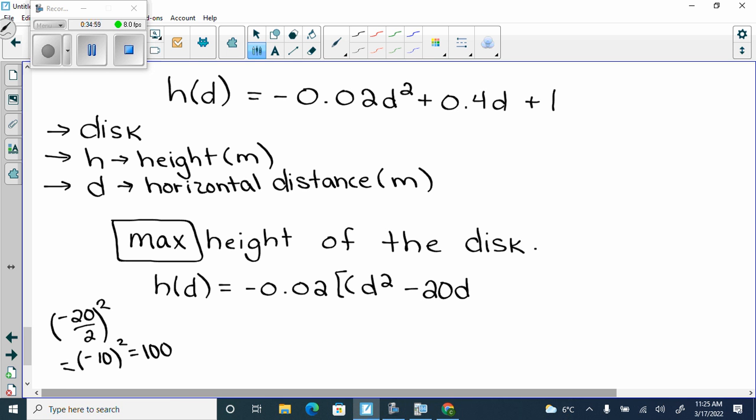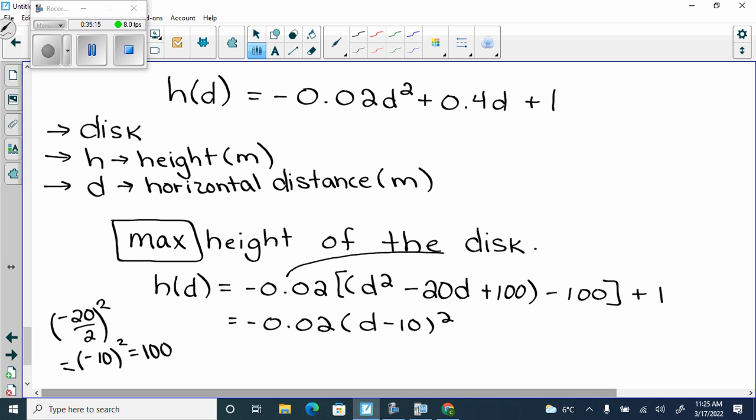So you get 100. I actually want to try it all. Not I. A minus 100. Plus 1. So we're going to get negative 0.02 bracket D minus 10 squared. What's negative 0.2 times negative 100? It's a plus 2 plus 1. So I'm going to get negative 0.02 D minus 10 squared plus 3.